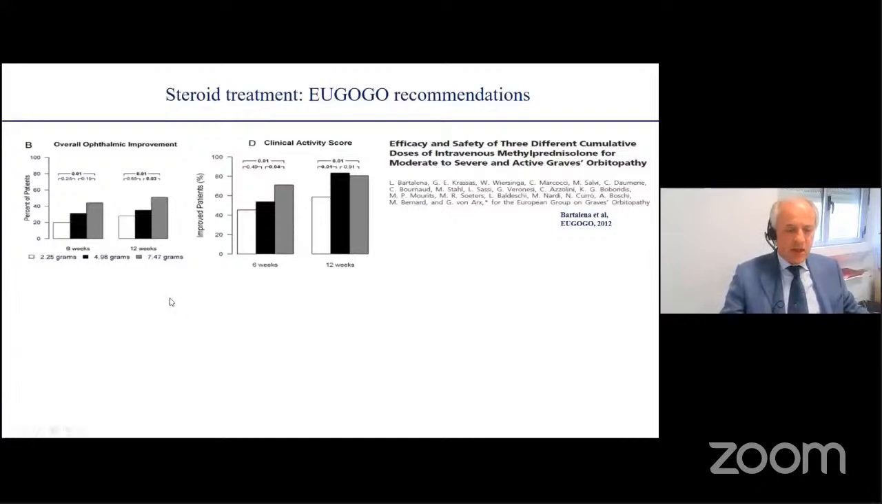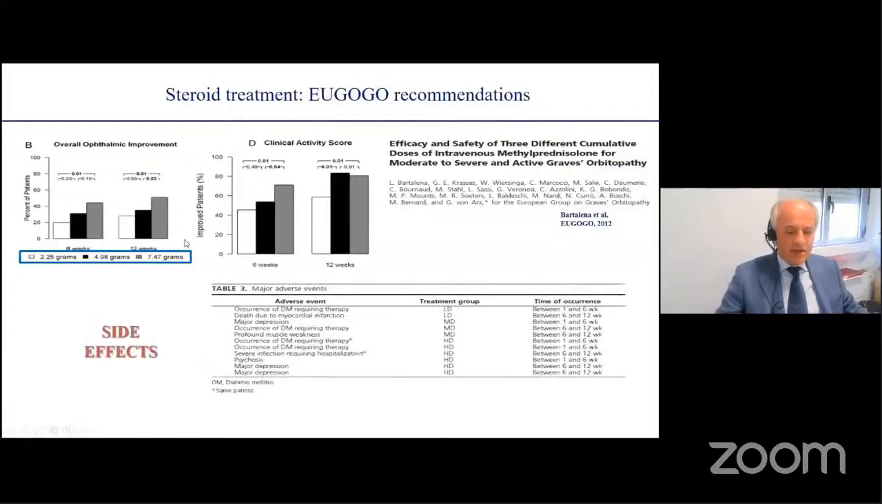As shown here, this trial consisted of challenging 3 different doses of steroids. From this figure you see the clinical activity score, the response based on inflammation at 6 and 12 weeks, which was very interesting in the sense that more than 80% of patients, both with the intermediate and the high dose, inactivated the disease. Whereas in the overall assessment of the ophthalmic signs of the disease, we see a difference: about 55% of patients responded well to the high dose, but the intermediate dose only partially. This was also balanced versus the side effects that were measured throughout the study.